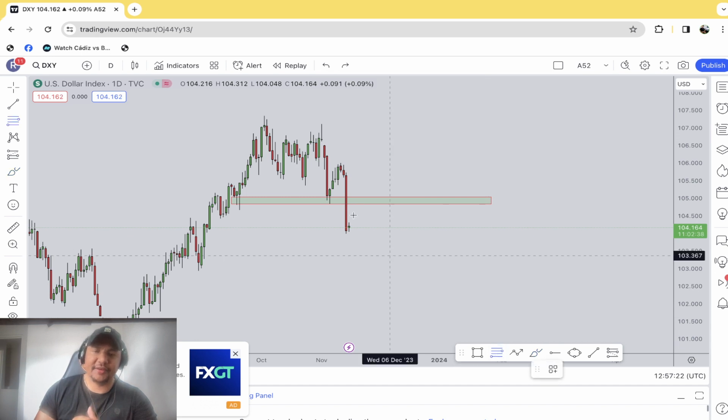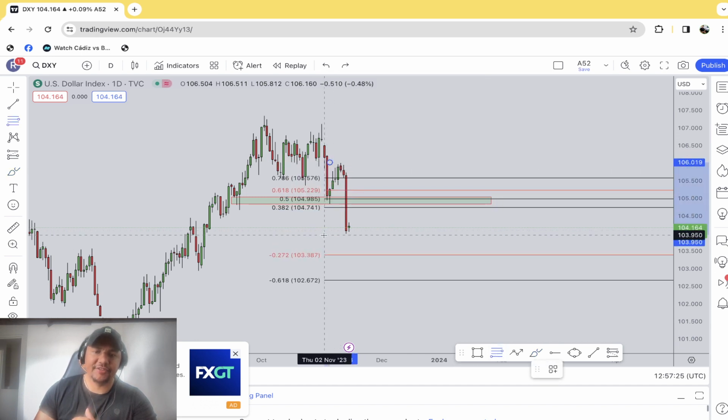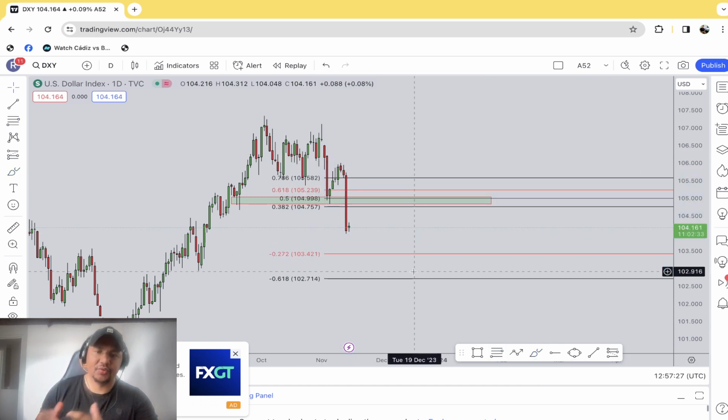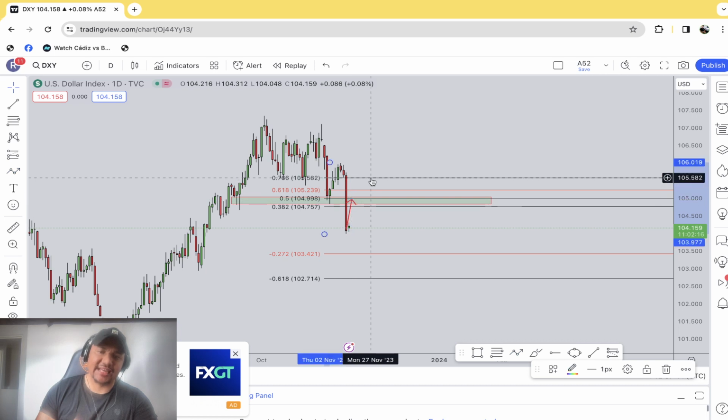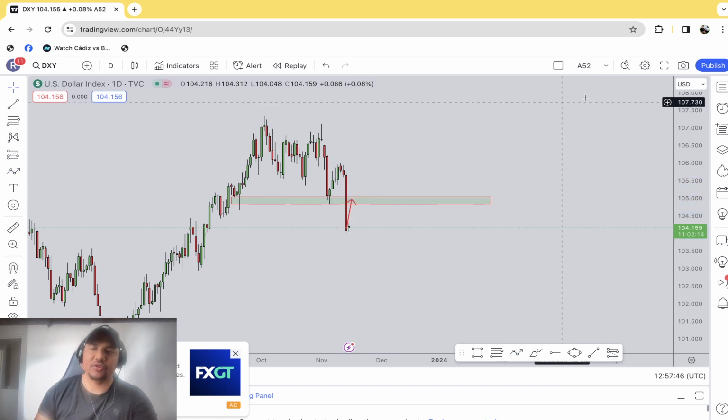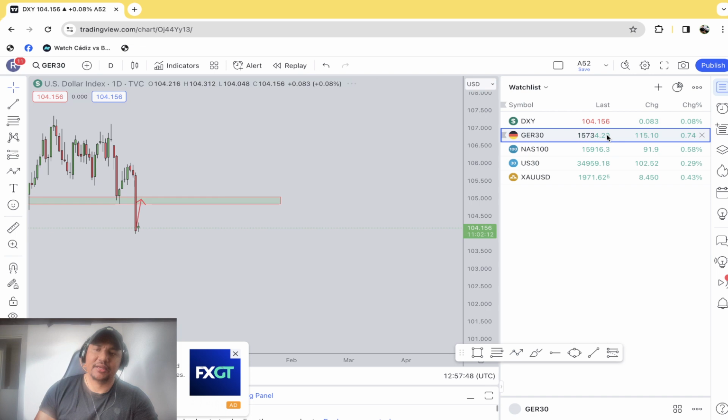Also, if you take your Fibonacci from the high to the low of this massive impulse, you can see that we do have the 0.50 Fibonacci level lining up perfectly with structure, which gives us an indication that we can expect a 50% pullback of this massive impulse over here. Moving forward, I do expect the index to slightly increase in value before continuing down as well.